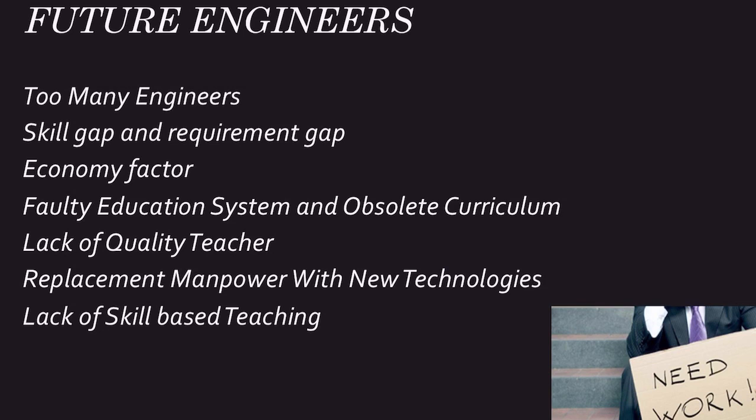The next issue we're going to discuss is the replacement of manpower with new technologies. As we are in the Industrial Revolution 4.0, everything goes automatic or automation. So, in the future, many manpower, including engineers or some of the technicians that are part of the engineering field, will be replaced with new technologies such as IoT machines and also automation machines.